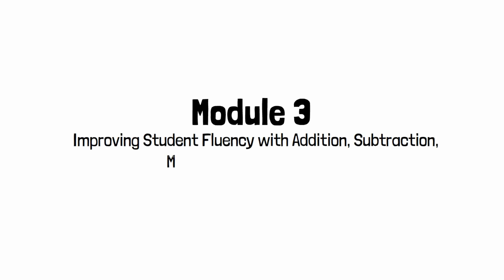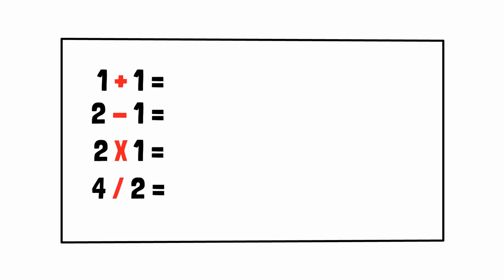Module 3. Improving student fluency with addition, subtraction, multiplication, and division. Improving student fluency with addition, subtraction, multiplication, and division is a fundamental aspect of elementary mathematics education. Fluency in these operations involves not just the ability to recall basic facts quickly, but also understanding the underlying principles and being able to apply them in various contexts.